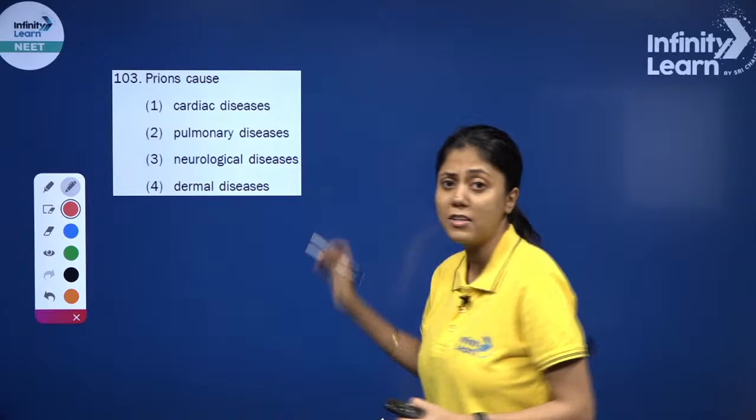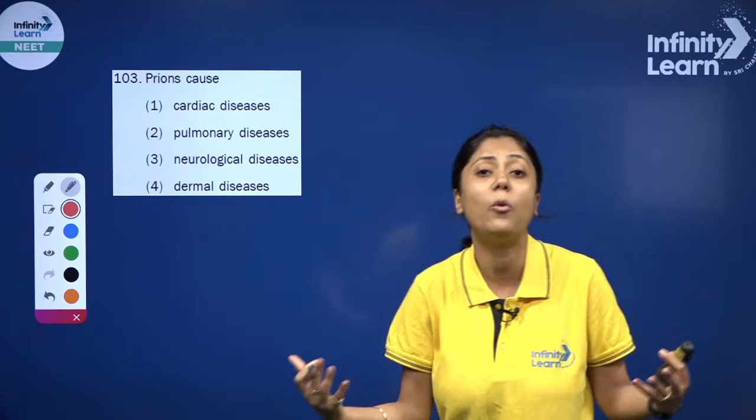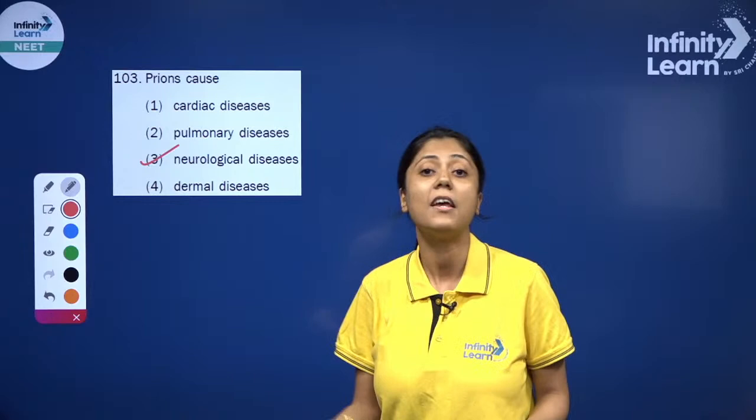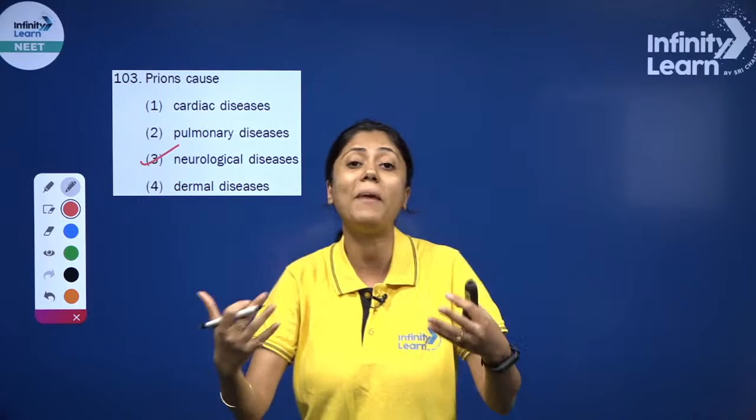Prions cause various neurological disorders like the mad cow disease, don't you remember? So the answer will be what? The neurological disorder, an example of which is the mad cow disease, right? Which is also known as bovine spongiform encephalopathy. Correct? Next, moving on to the next question.